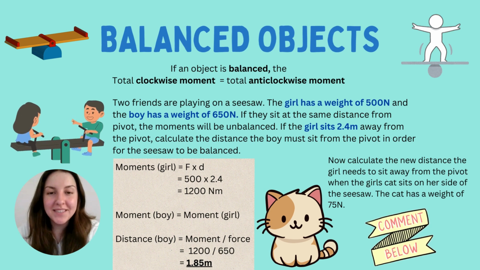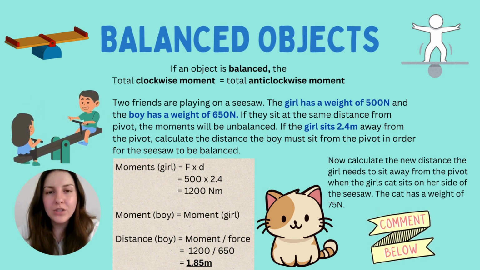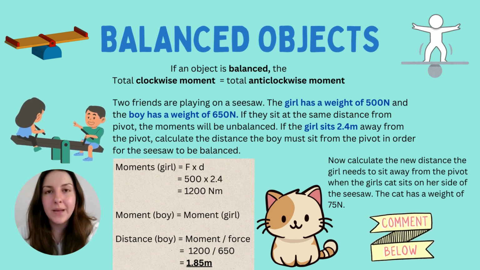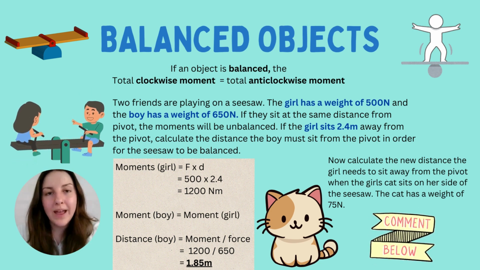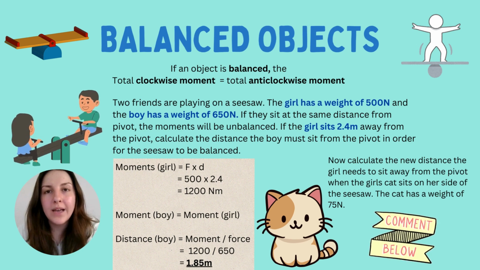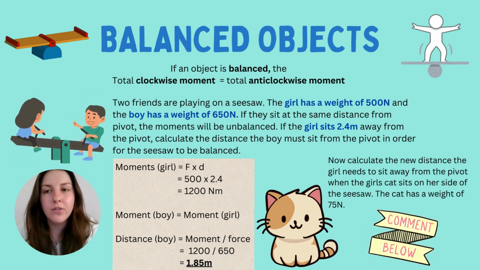So what happens if the moments are balanced and the objects are balanced? Are there questions like this? Well, yes, there are. If an object is balanced, the total clockwise moment is equal to the total anti-clockwise moment. And we can use this idea to work out missing information. We're going to go through an example that will hopefully clarify a few things.